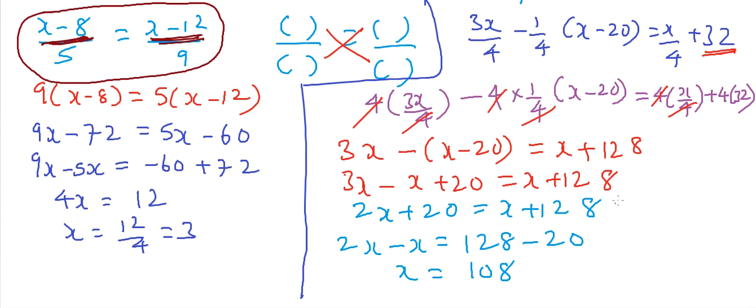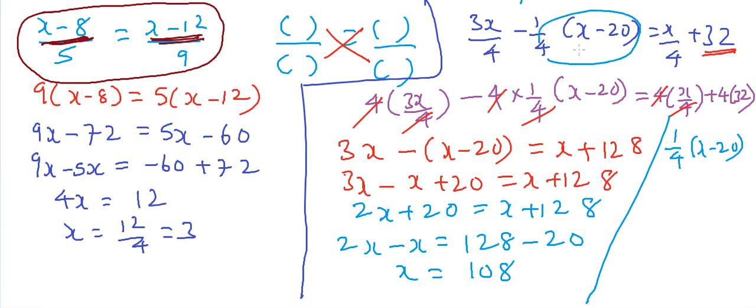Hope it's clear to you. I wanted to tell you, here we saw 1 by 4 into x minus 20, correct. This is the same as x minus 20 by 4. Whether it's 1 by 4 into x minus 20 or x minus 20 by 4, they mean the same.